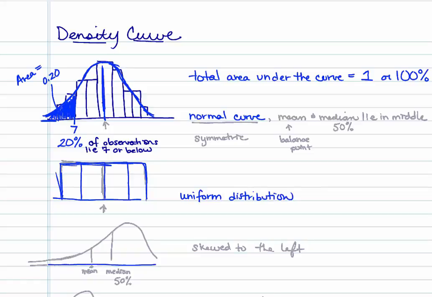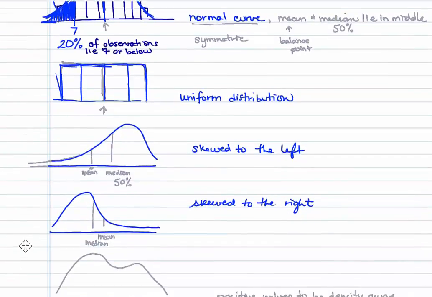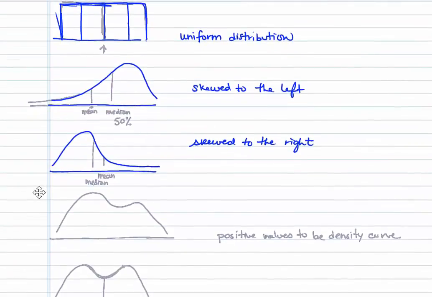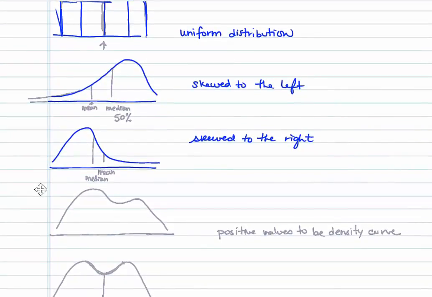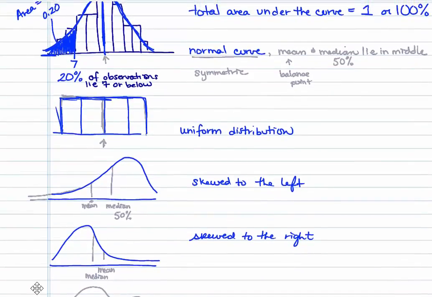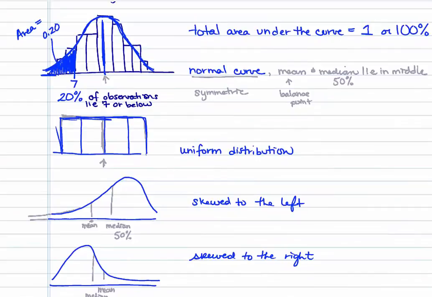Then, of course, there's skewed to the left. Skewed to the right. And all of these shapes in a density curve would have an area of 1 underneath. Some of them are not even having a mathematical term. They might not have a mathematical term at all.